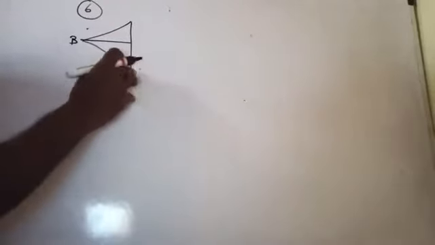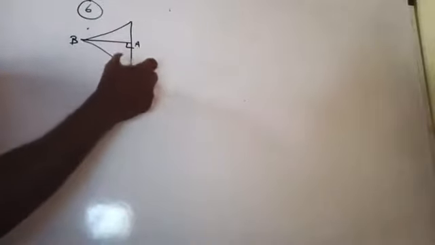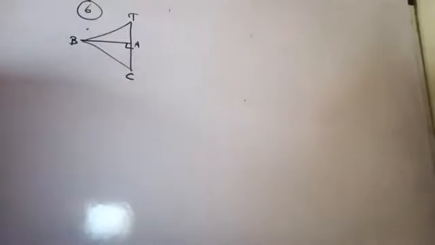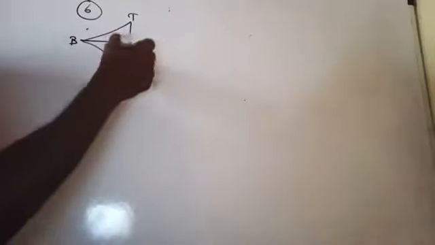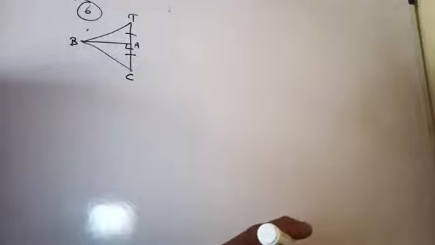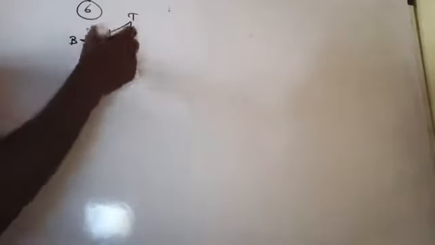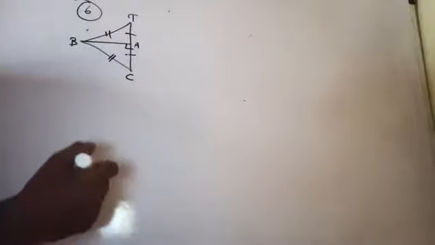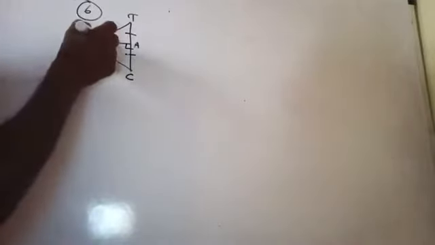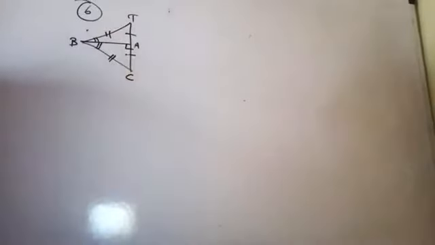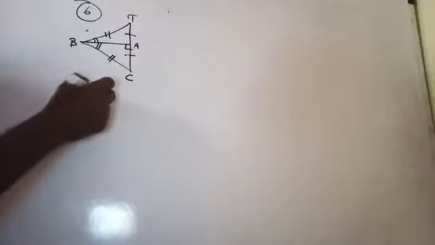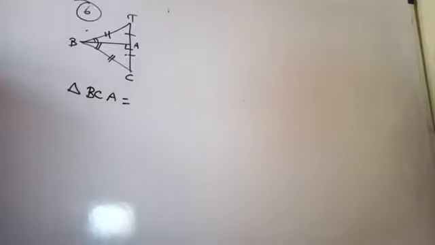AT equal to AC, BT equal to BC, then angle ABT equal to angle ABC, it is given. Am I right? ABT equal to ABC, it is given. Okay. So triangle BCA is congruent to triangle what? This is the question for you.